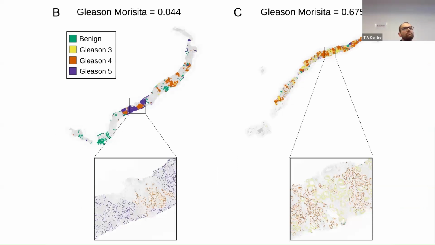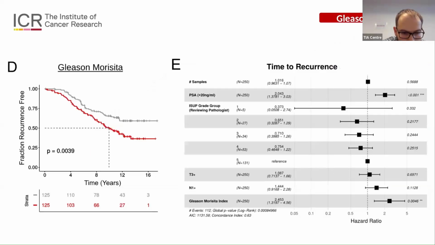So you can see these are the examples from before. This one has a very low Gleason Morisita-Horn index, and this one has a very high Gleason Morisita-Horn index. And I was quite pleased to see that, again, this was a predictor of outcome. The patients who have greater heterogeneity appear to have a greater likelihood of recurrence. And this held up also at the multivariate level.